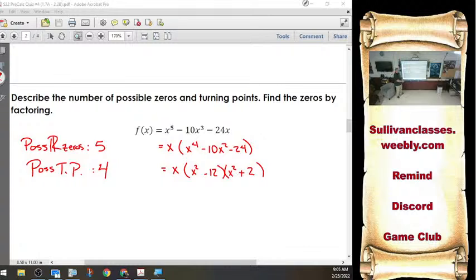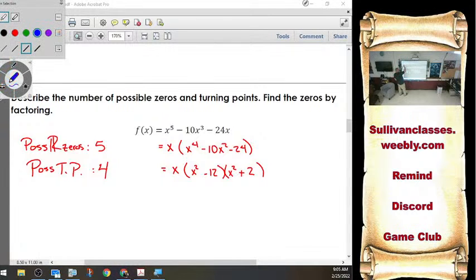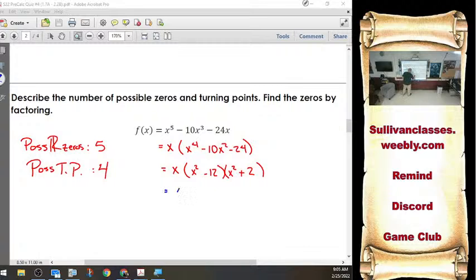Okay. From there, you have the choice of either continue factoring by difference of squares, square root of 12, make sure you simplify it. 4 times 3, square root of 4 is 2. So I'd say x minus 2 root of 3, x plus 2 root of 3. Sum of squares. Same thing, but with an i. x minus i root of 2, x plus i root of 2.